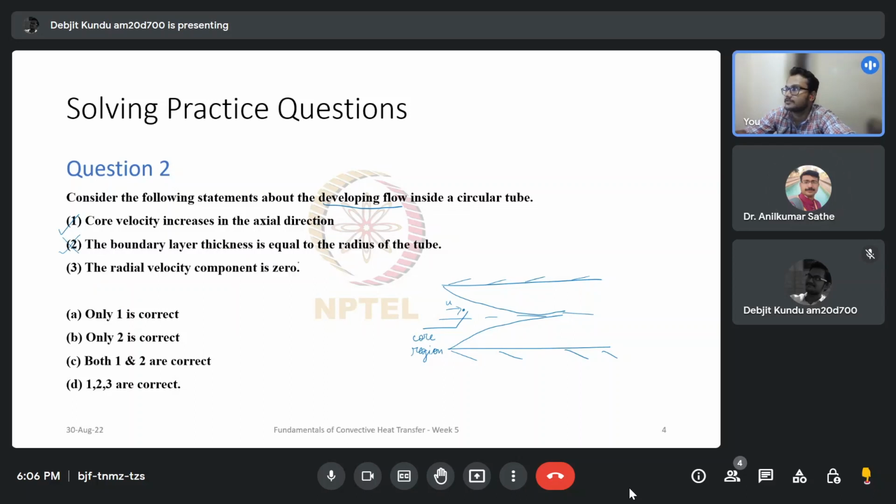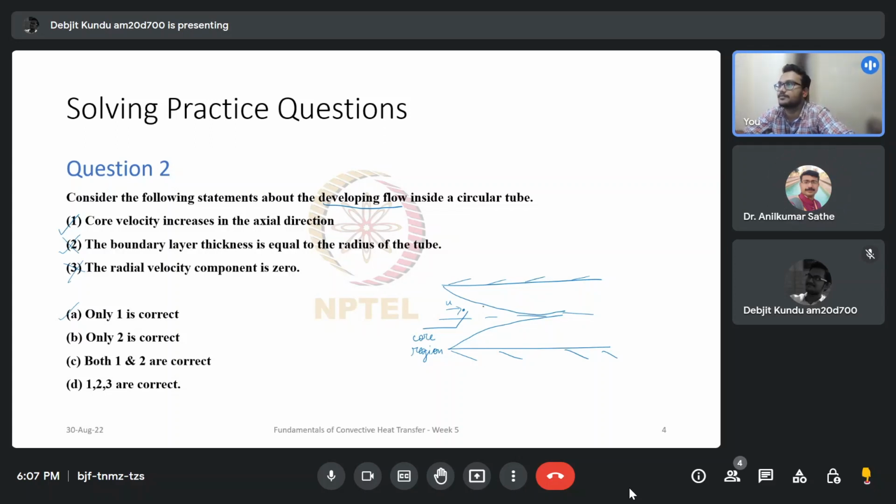Last one, radial velocity component is 0. What do you think? Sir, if the option says only one is correct, then there is no option with 3 correct. Correct. So if we look at the options, we can infer that only one is correct would be the correct solution. But yes, the radial velocity component is also not 0. Why so? Because of continuity. That's why actually 1 and 3 should be correct. No, not 1 and 3 should be correct. 3 is wrong. Why is it so?